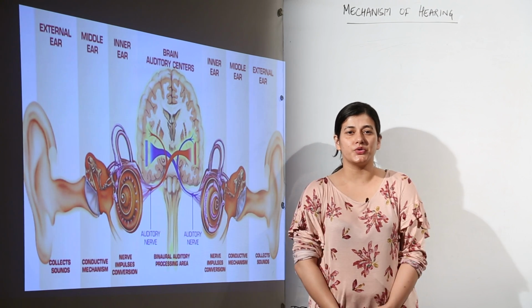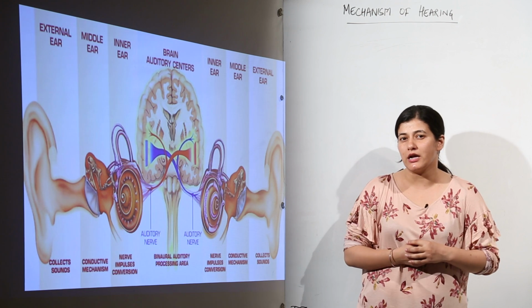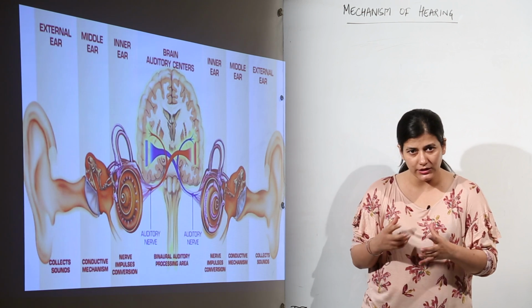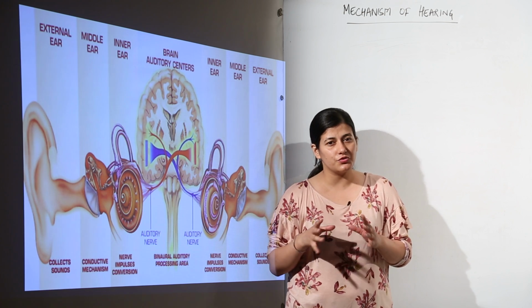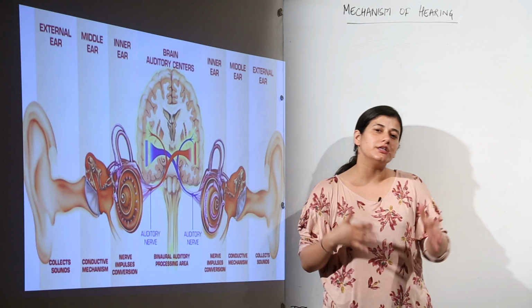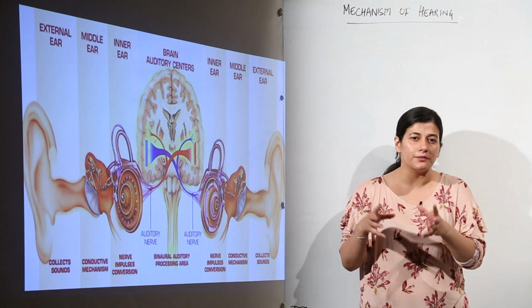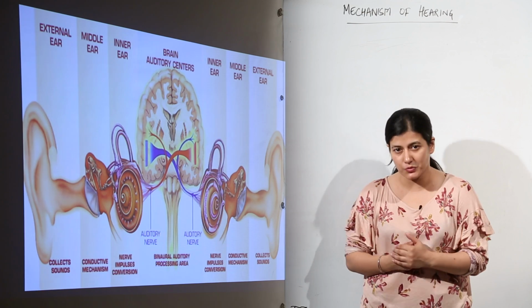Now we are going to understand the mechanism of hearing. We had seen in our lesson on the ear, that was anatomy of the ear, that the ear is divided into three parts: external, middle and internal ear. In the internal ear part, we had left the cochlear part because we were to study it in the mechanism of hearing. So that is what we are going to do.